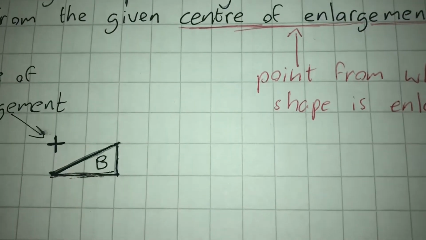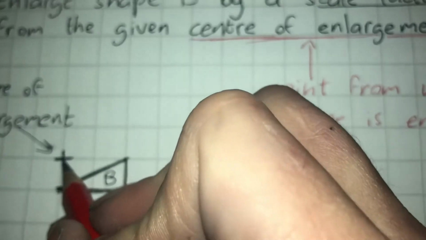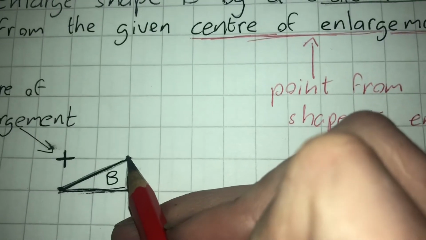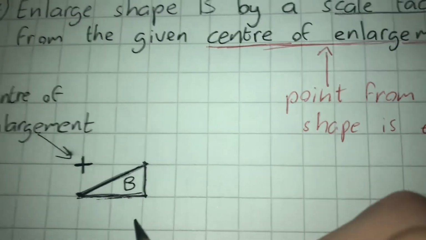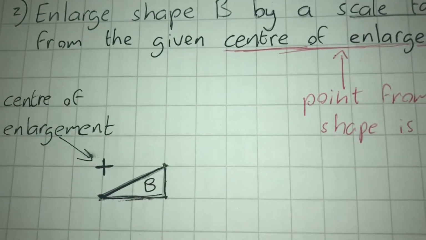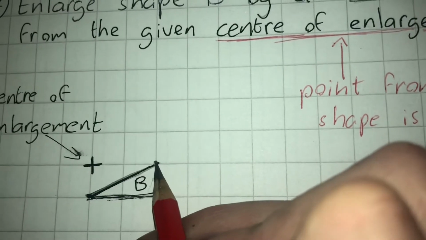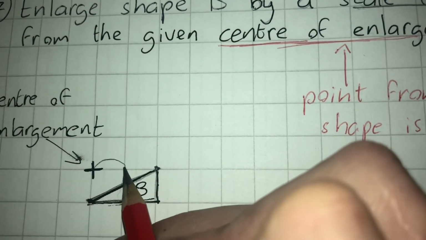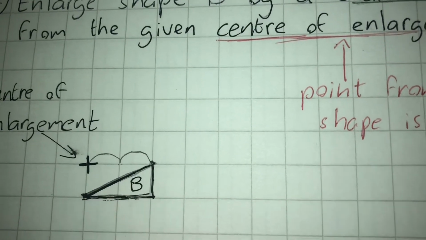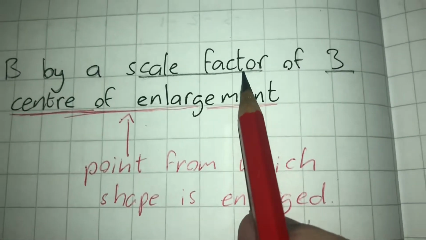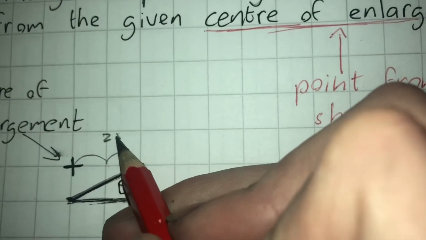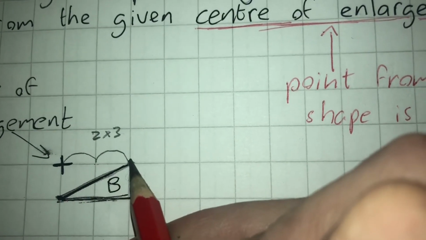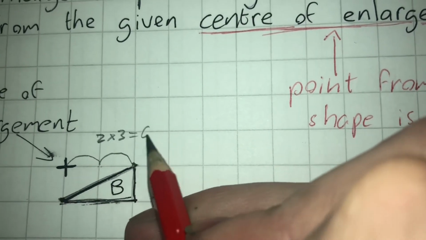It has to end up in a very specific position. How I do this type of question is I count the squares from each point. If I pick a point, I'm always counting from the centre of enlargement. This point here on our triangle is 2 squares to the right of my centre of enlargement. So if it's a scale factor of 3, I'm multiplying those distances by 3. Instead of 2 squares from the centre of enlargement, I'm now going 6 squares.